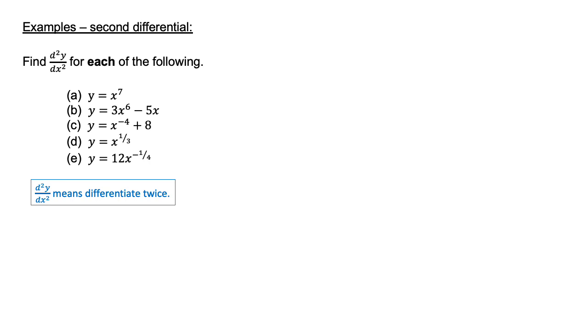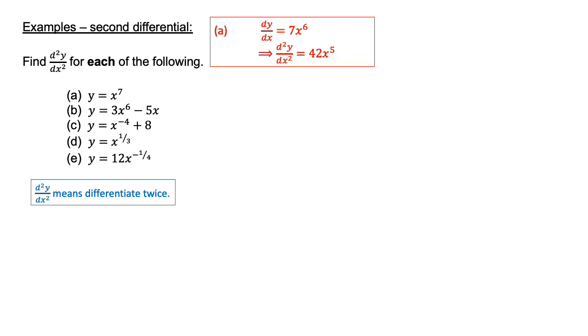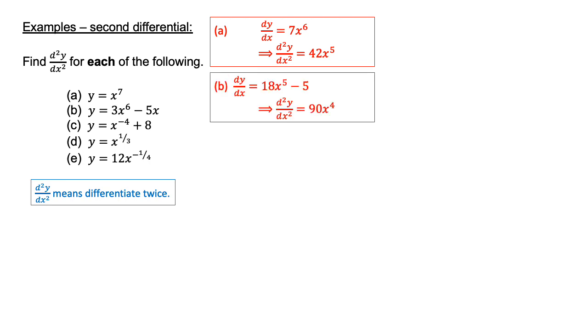So if I look at A, for example, dy by dx is 7x to the 6, and then d squared y by dx squared is doing the same thing to the expression above. So 6 7s are 42, and then take away 1 from the power. So all it is, is just doing it twice over. So the second one again, and you see this is like the expressions from the previous page. So 18x to the 5 minus 5. If I differentiate again, you get, well, 5 18s are 90, take 1 away from the power, and now this minus 5 drops to 0.